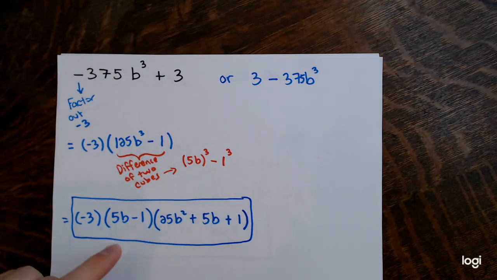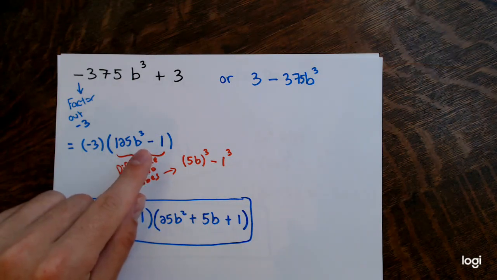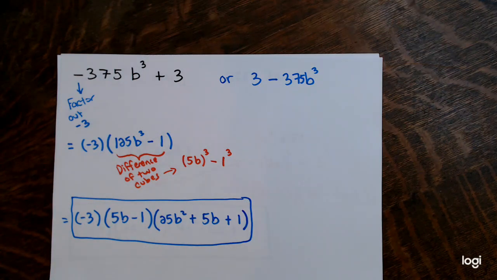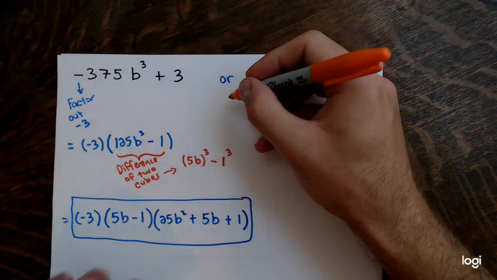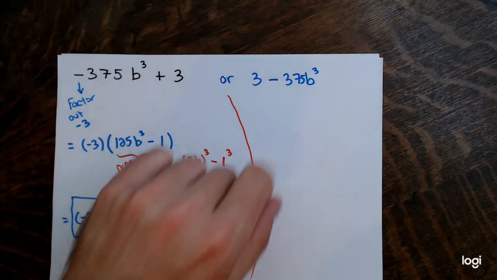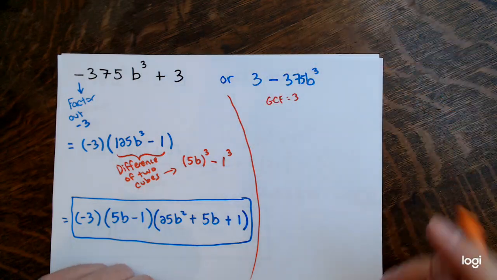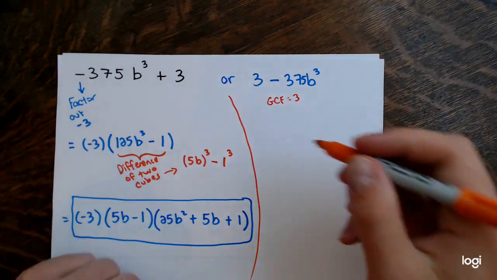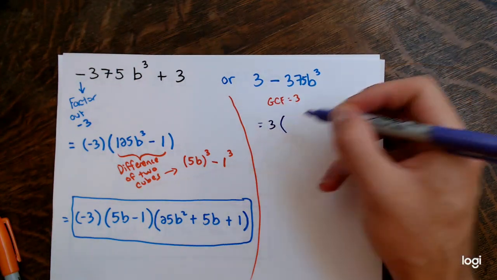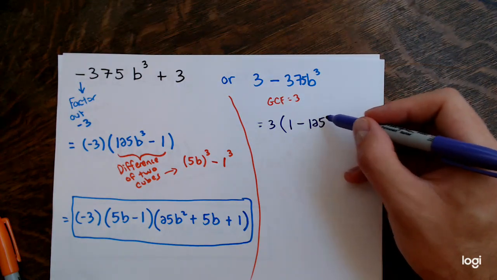And if you want to double check, multiply. If I multiply this by this, I get this back, and then I distribute the negative 3, I get that back. It works. Now, as I said, you could have also decided, hey, I don't like having the negative in the lead, so I rewrite it this way. Well, this time, I will pull out just 3, right? My lead coefficient is positive now. So I pull out just 3, and then what's left over when I remove 3 is 1 minus 125b cubed.